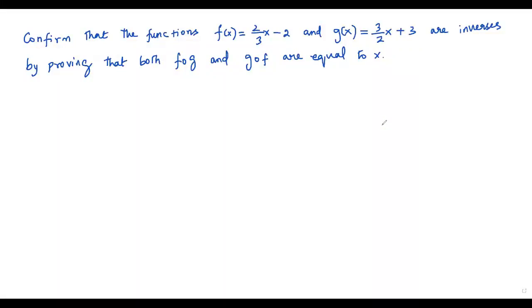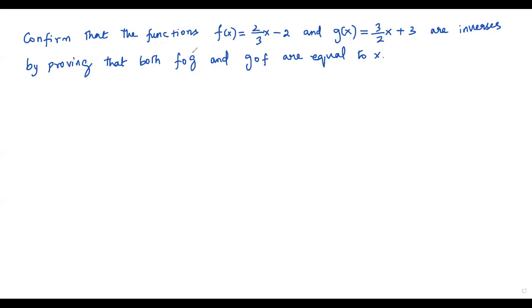Here we have a problem on honors algebra 2. Okay, let's go to the question. Confirm that the functions f of x equals 2/3 times x minus 2 and g of x equals 3/2 times x plus 3 are inverses by proving that both f∘g and g∘f are equal to x.